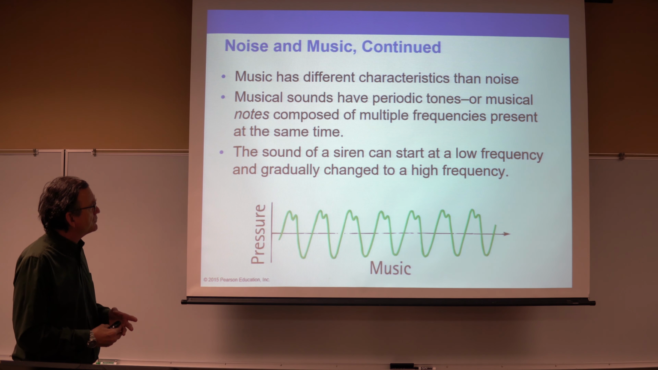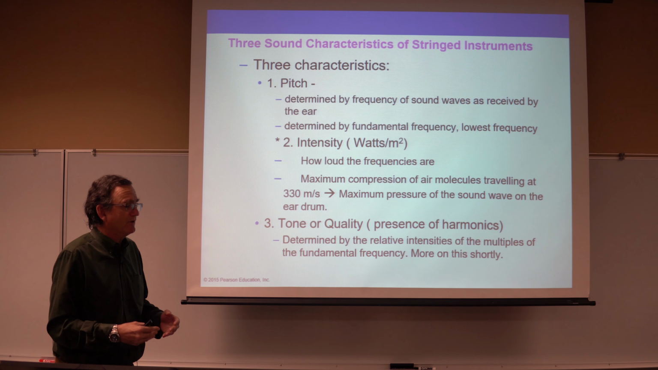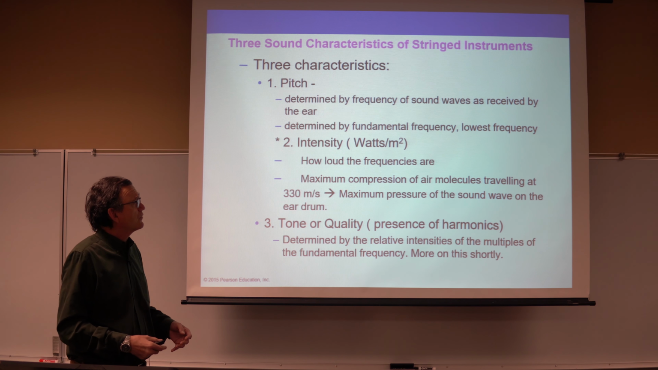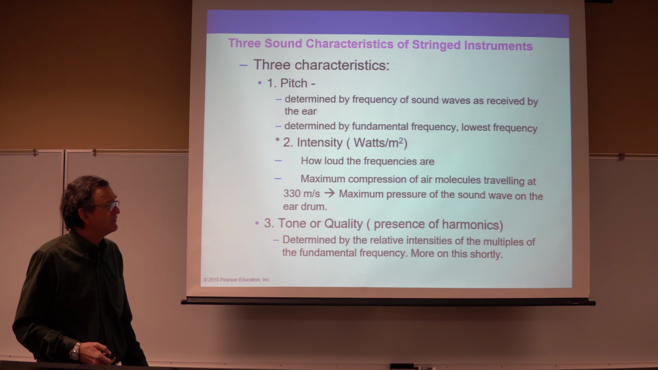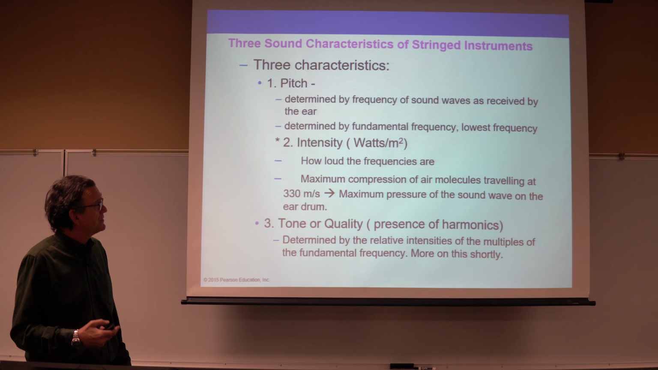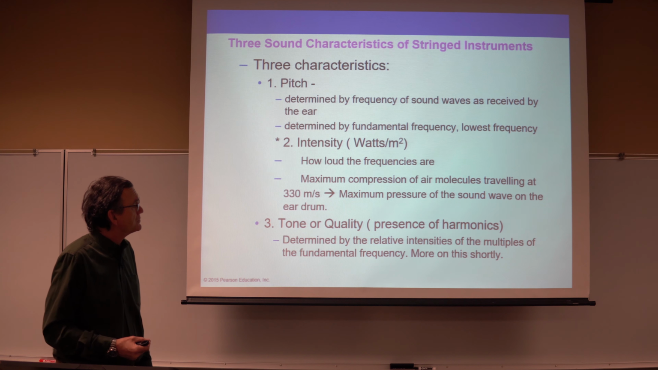The three characteristics that we're going to talk about are pitch, intensity, and tone. The pitch is determined by the frequency of the sound waves which are received by the human ear. They're determined by fundamental frequency, which means that there is a minimum frequency that is present in the characteristic of music. And then there are multiples of that, but that's according to each instrument. In other words, we have the lowest frequency on one string of a violin, and that's called the fundamental frequency, which is its lowest one.